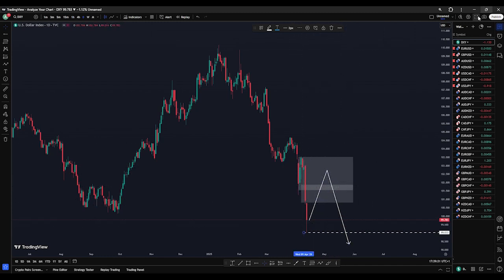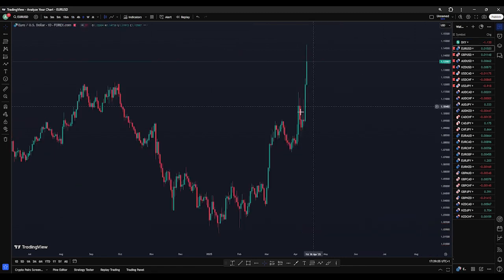Now, with that in mind, if you transition to the Euro USD chart, you're going to see the opposite of that analysis we did on the dollar index. Because if you have a bearish dollar index, we are going to have a bullish trend on the Euro USD price chart. So looking at the daily time frame here, also you can see that you're in a bullish trend on the daily chart.